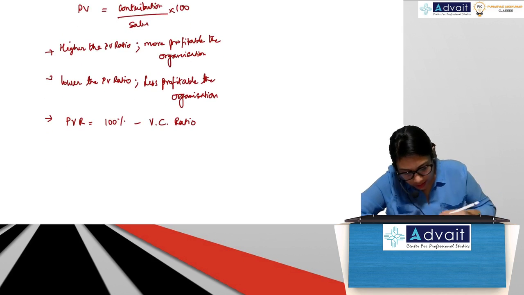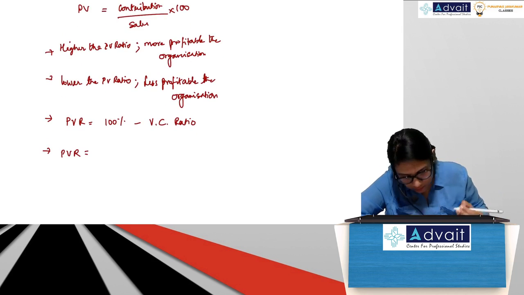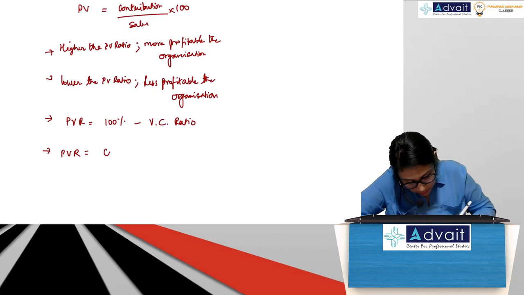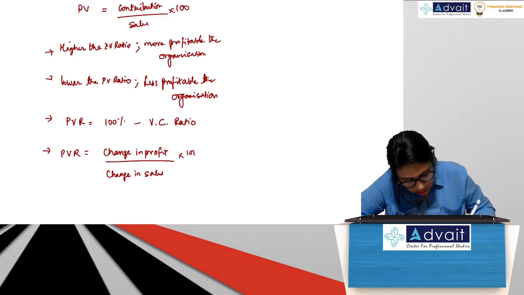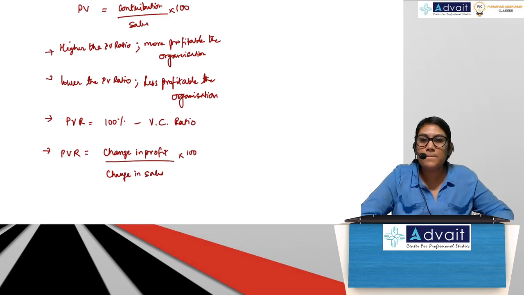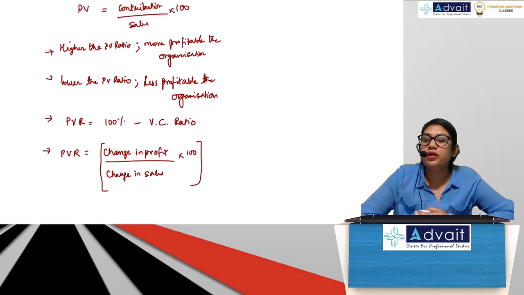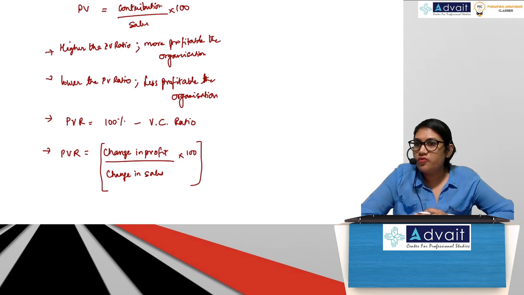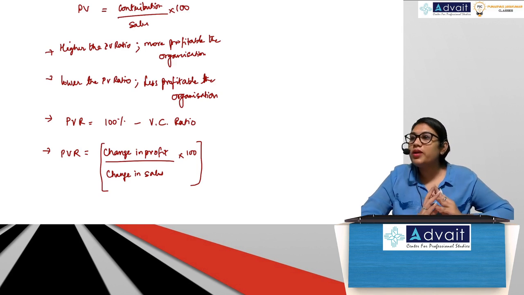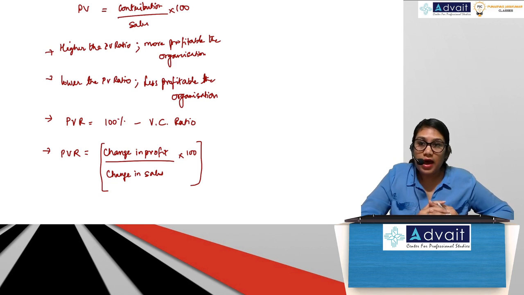Guys, one more formula is important for PV ratio. Please write down: change in profit by change in sales into 100. This is used when profit and sales of two different periods have been given to us. And if we have to calculate PV ratio, then we can use this formula.